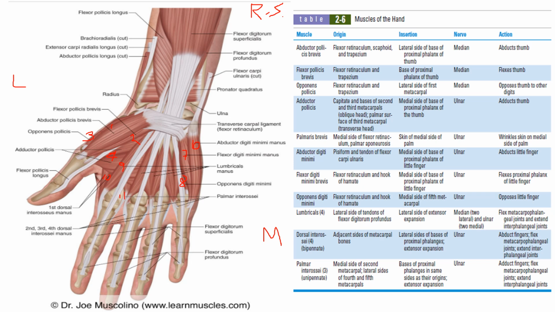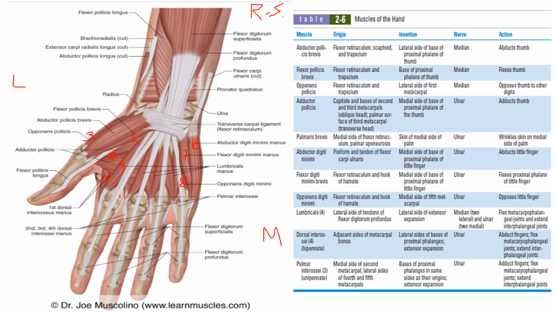Moving more medially, adjacent to it is the flexor pollicis brevis. The flexor pollicis brevis has its origin also from the flexor retinaculum and the trapezium bone, and it inserts into the base of the proximal phalanx of the thumb. It is also innervated by the median nerve, and its function, as the term implies, is to flex the thumb.